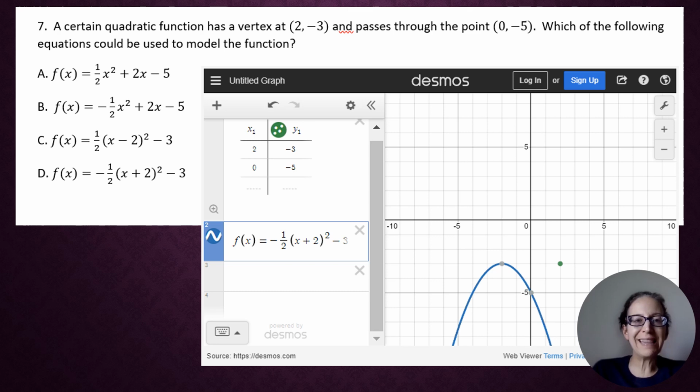And I think this is my last one for this lesson. So a certain quadratic function has a vertex at (2, -3) and passes through the point (0, -5). Which of the following equations could be used to model the function? There are 2 ways to do this. I'm going to go over both ways, but I do want you to take a moment and see if you can figure it out on your own first. So pause the video, settle on your answer choice, and then unpause the video, and we'll look at some different ways to do it.